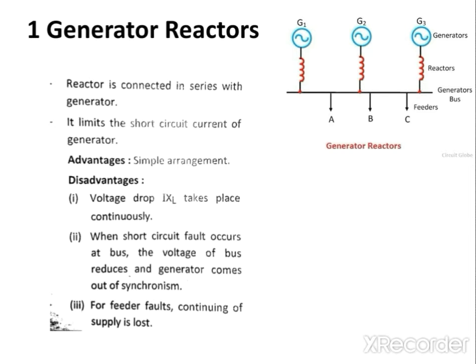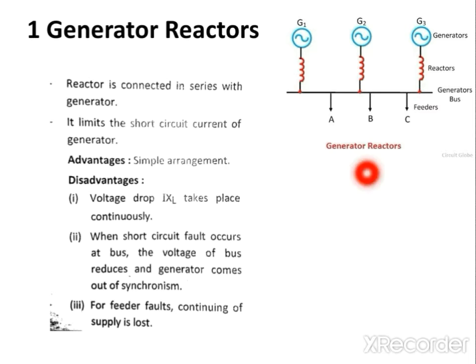In generator reactor, the reactors are connected in series with the generator. It's called a generator reactor. The advantage of this generator reactor is that each generator is protected from the fault, and this arrangement is very simple. The disadvantage of this generator reactor is the constant voltage drop and the power loss in the reactor, because they are connected in series with the generator.